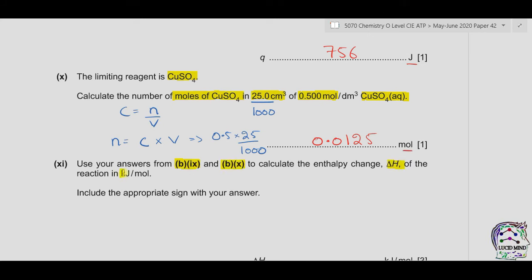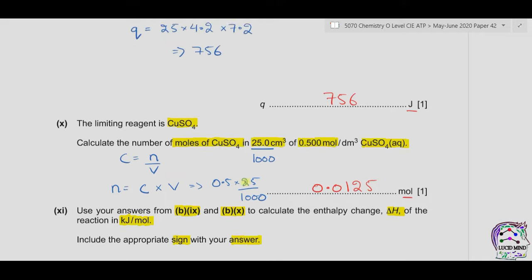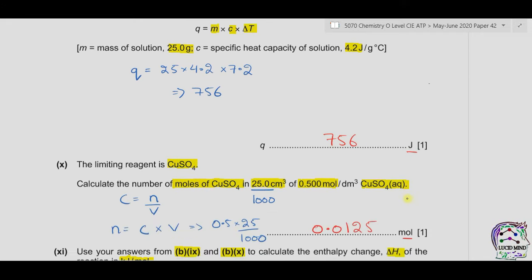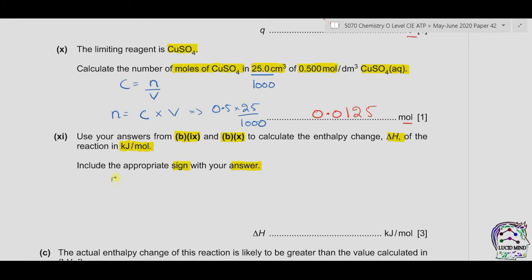Part 11: Use your answers from B part 9 and B part 10 to calculate the enthalpy change of the reaction in kilojoules per mole. Include the appropriate sign with your answer. From B part 9 we have this value, 756 joules. From B part 10 we have this value, 0.0125 moles. Now we have to find the enthalpy change of reaction in kilojoules per mole.